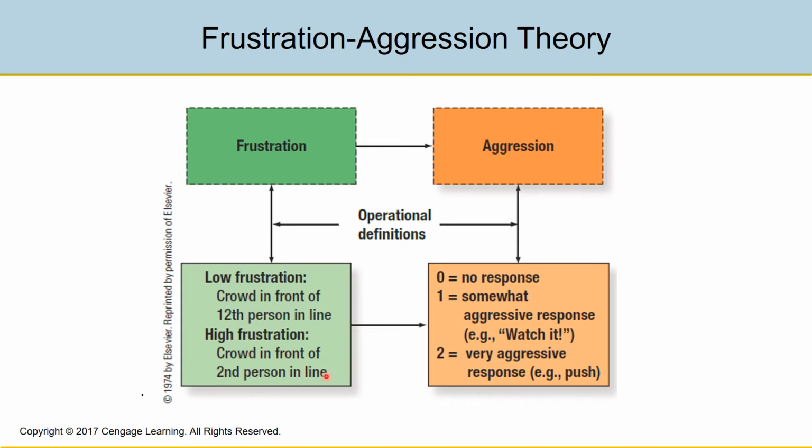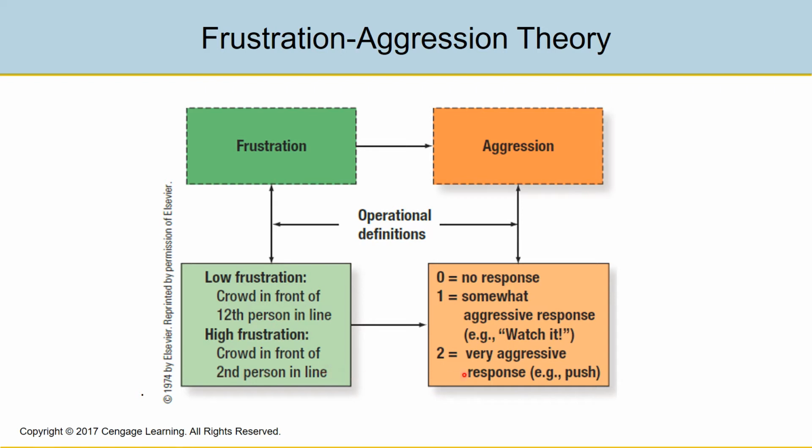Let's say you're just about to the ticket counter and now I butt in front of you. Not surprisingly, as I think most of us would introspect, that would make us more angry than being butt in front of when we're the 12th person in line. Having one person jump in front of you when you're 12th in line is not quite as significant as having one person jump in front of you when you're second in line.